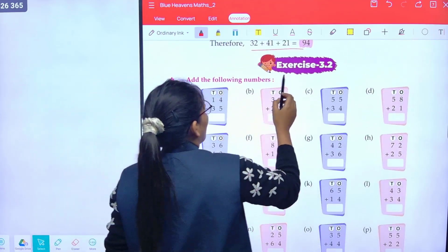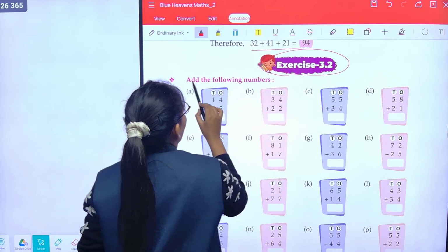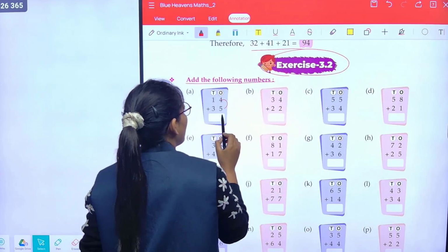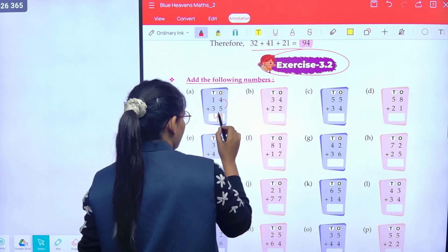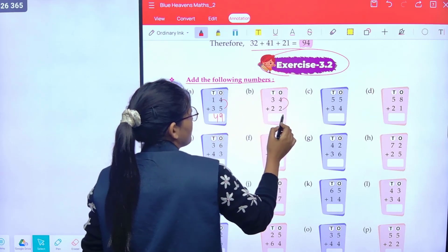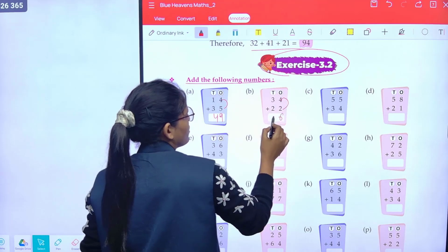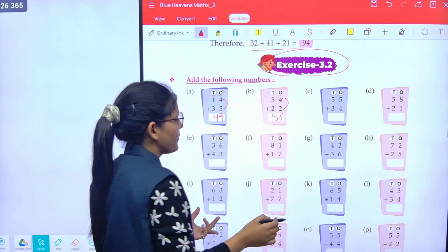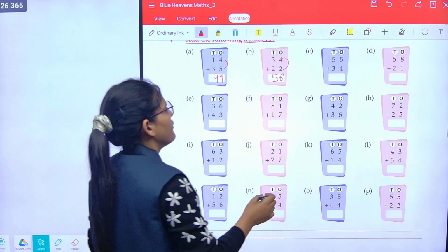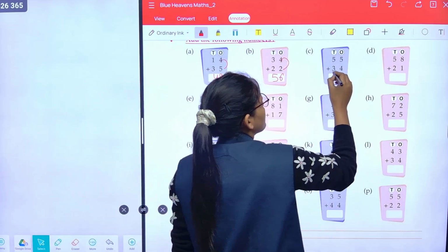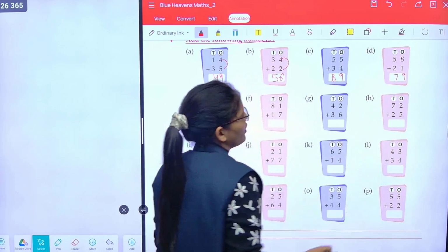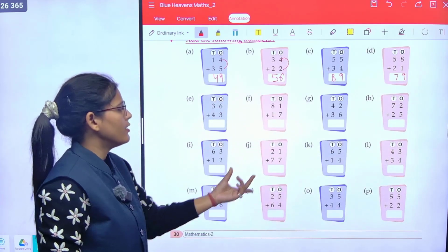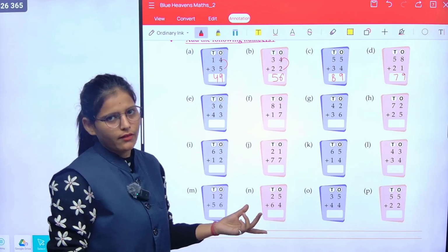Now class, come on the exercise 3.2. Add the following numbers. 4 plus 5, 9; 3 plus 1, 4; 2 plus 4, 6; 3 plus 2, 5. Okay. Now class, 5 plus 4, 9; 5 plus 3, 8; 8 plus 1, 9; 5 plus 2, 7. Now class, your rest of the parts do yourself.